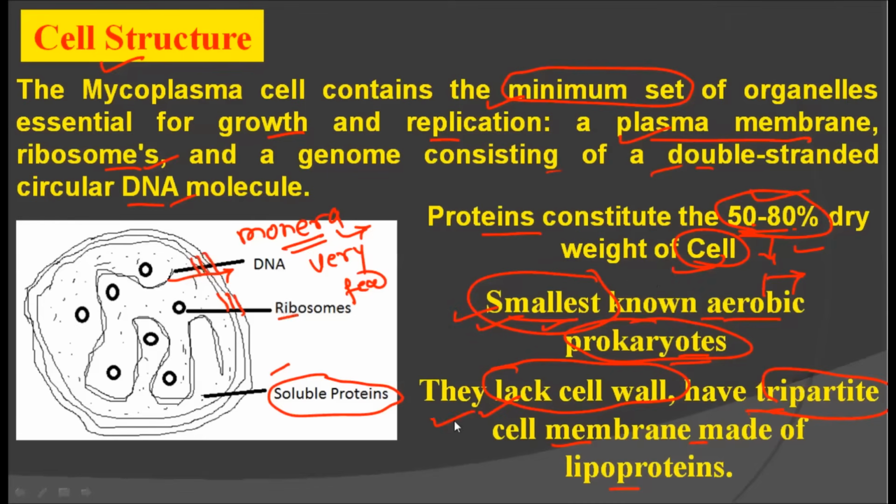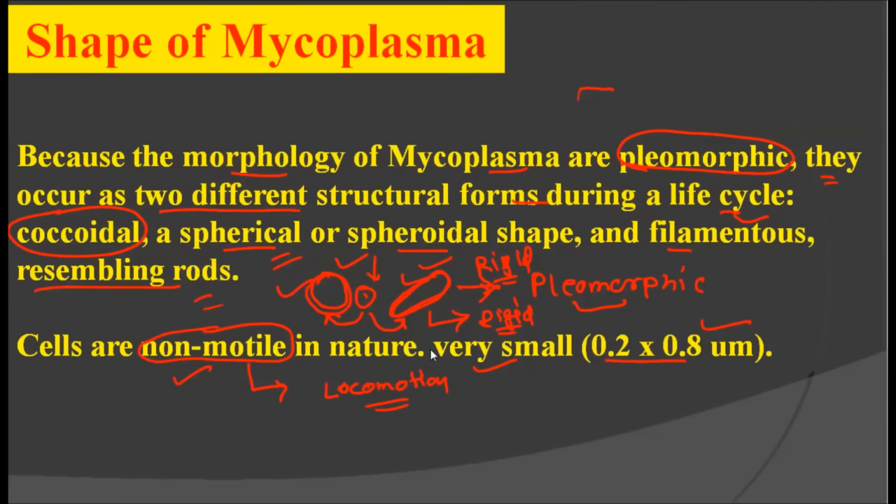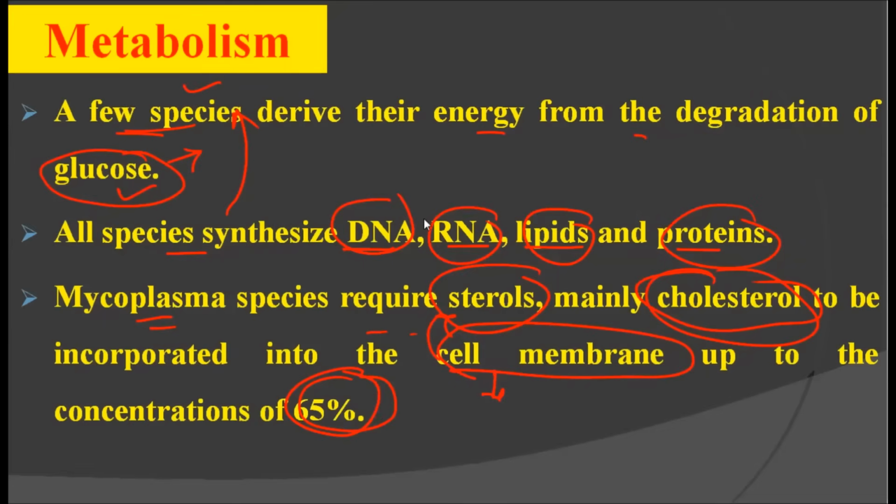Then we have seen the shape of the mycoplasmas, that they are pleomorphic in nature, that they don't have any definite shape. In a single life cycle, they show the spherical shape as well as the filamentous shape, and that is why they were famously called pleomorphic. These mycoplasma cells are non-motile in nature and very small in size. We have seen the metabolism of mycoplasmas, that some species rely on glucose. All species synthesize DNA, RNA, lipids, and proteins. Then mycoplasma species especially require sterol, especially cholesterol, to build their cell membrane.